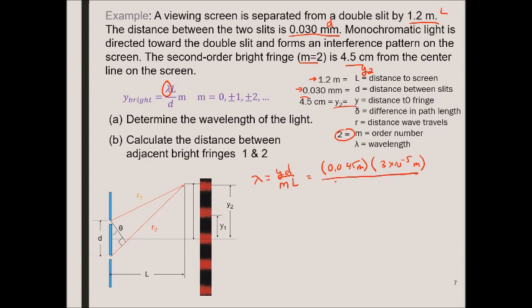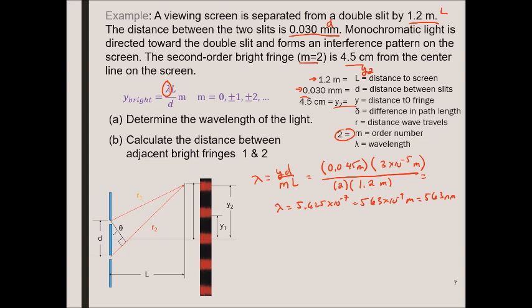Then I know m is equal to 2 because the problem tells me. So pay attention to the problem and it will tell you what m you are dealing with. So one of those meters cancel and I should have units of meters. So we get lambda here is equal to 5.625 times 10 to the negative 7th, which is the same as 563 times 10 to the negative 9th meters, or 563 nanometers, which makes sense for light.